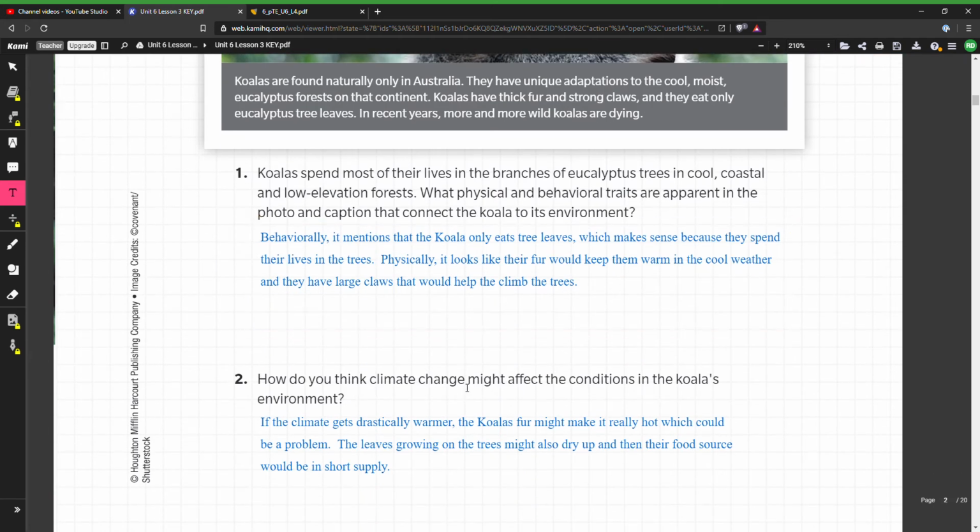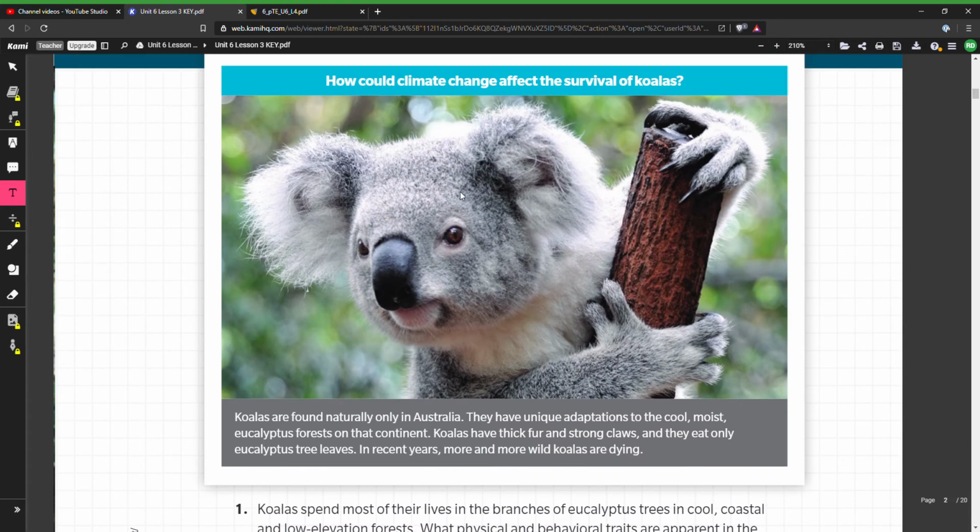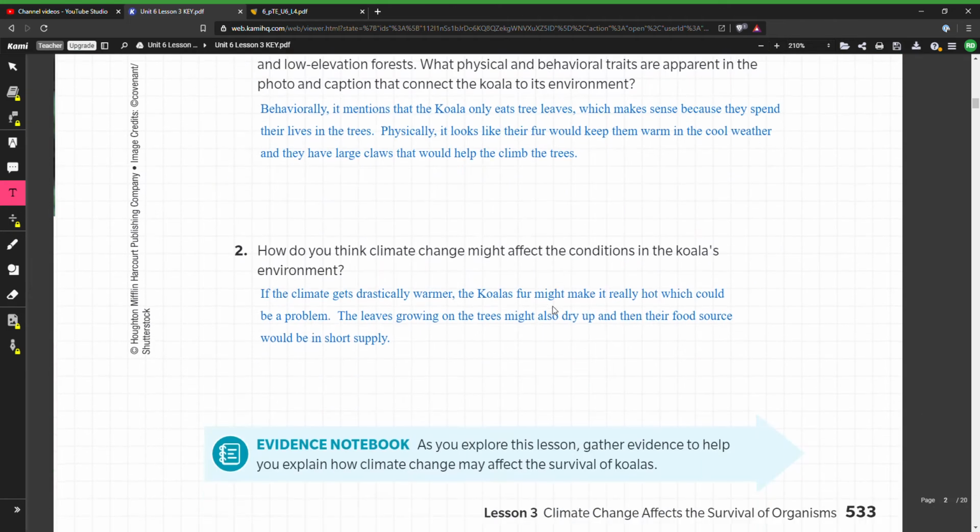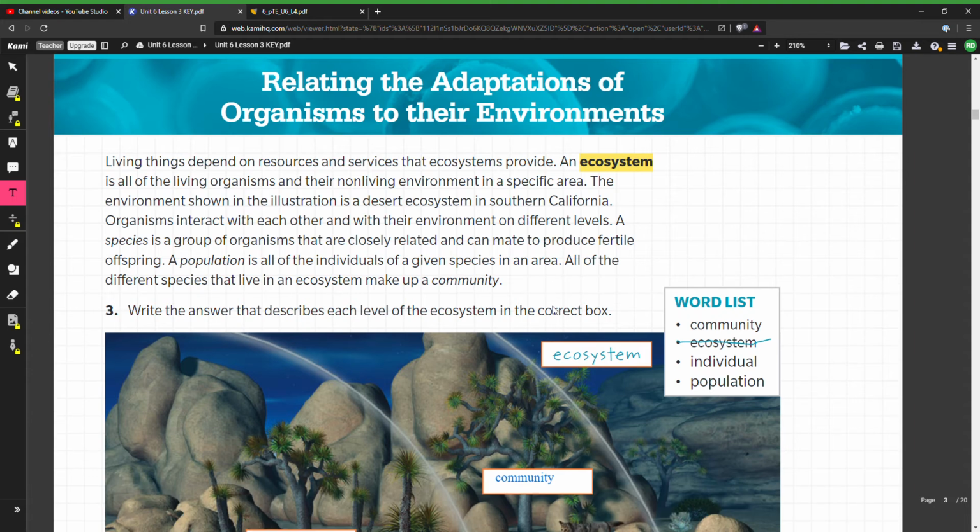And how do you think climate change might affect the conditions in the koala's environment? So one thing I was writing about is how they seem really suited to a cold environment with their fur and trees, and so as the environment warms, it might change the trees or make it harder for them to live. They might start overheating, for example, because they're basically wearing a giant blanket.